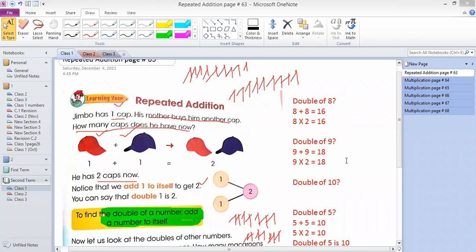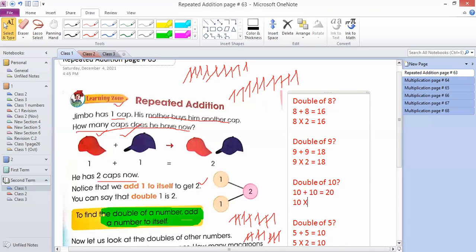Yes, sir. Yes, Asar. Can you tell me what is double of 10? 10 plus 10 equals 20. Very good. 10 multiplied by 2 equals 20. That's very good. Thank you. You, sir. Welcome.